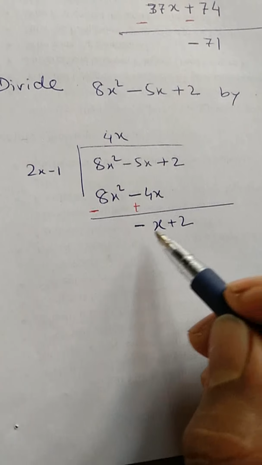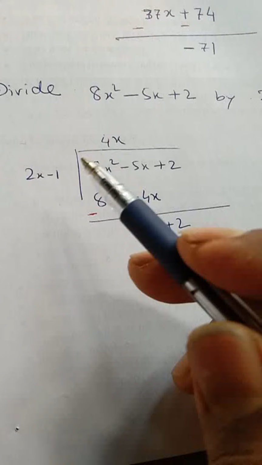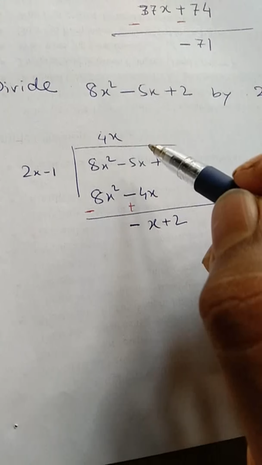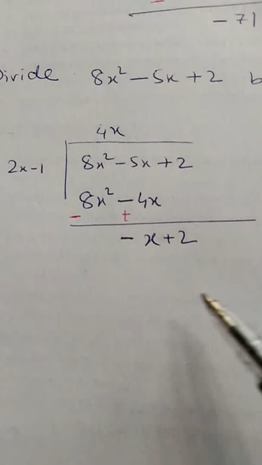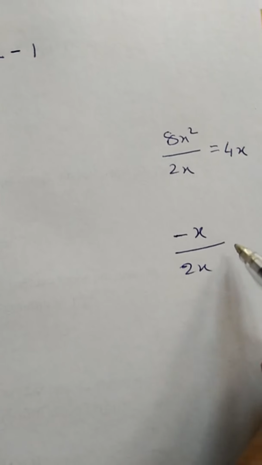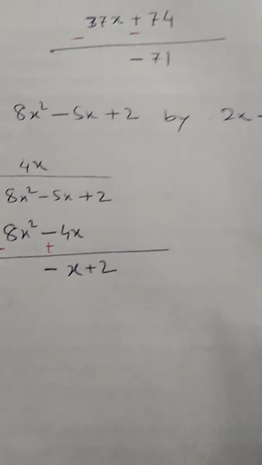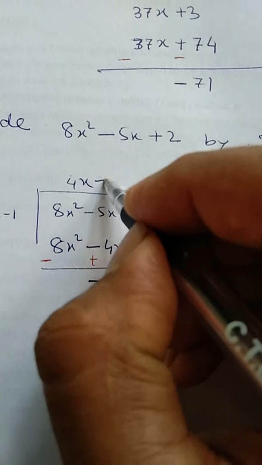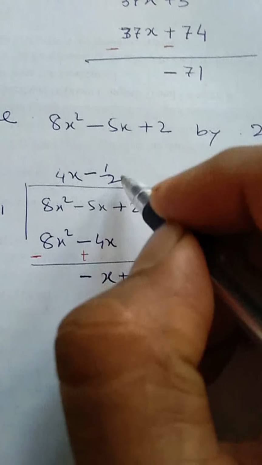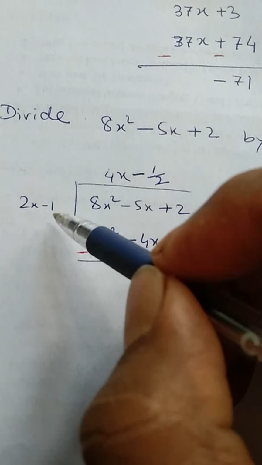Now the degree is 1 here and the divisor's degree is also 1. So once again we have to take a term in the quotient. So again, minus x divided by 2x, we will write here. Then this x cancels out, minus 1 by 2 is left. So minus 1 by 2 will be taken as the next term of the quotient. So that we will write here, minus 1 by 2. Now this minus 1 by 2 will multiply with 2x as well as minus 1.